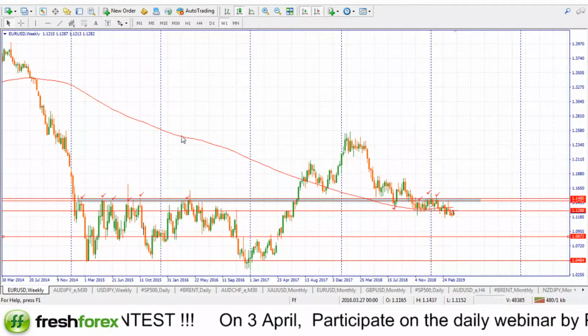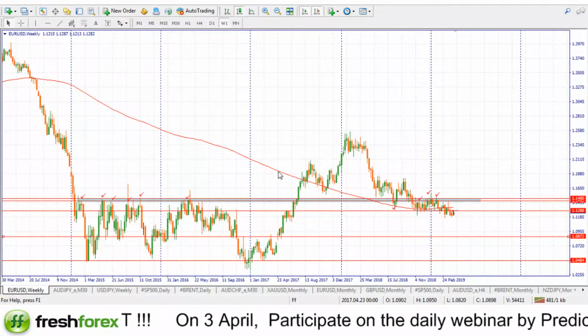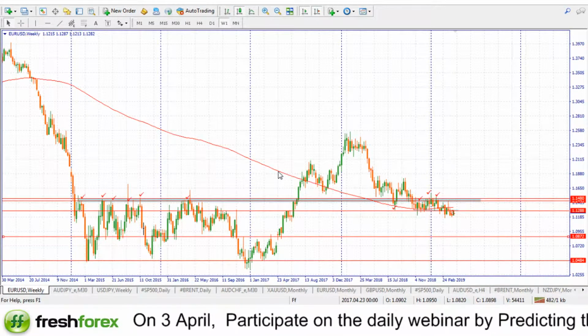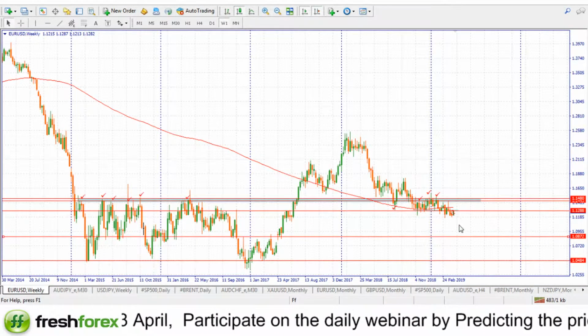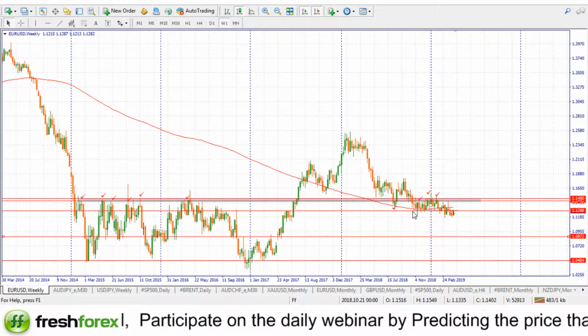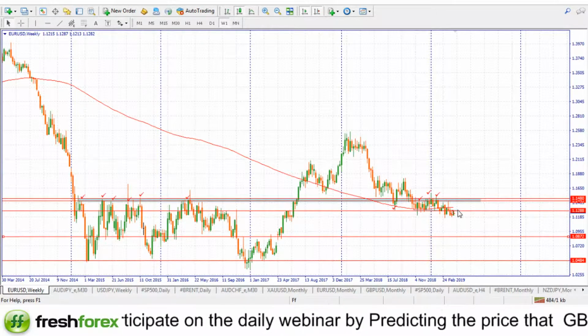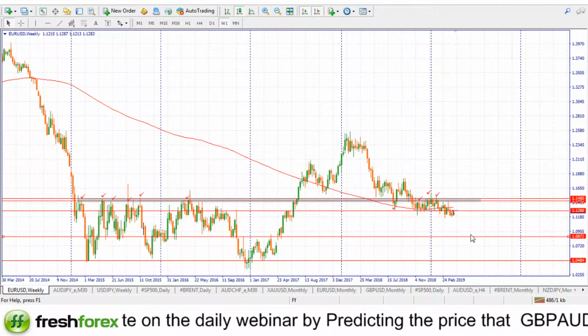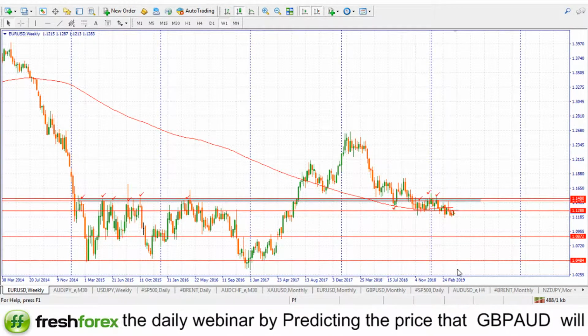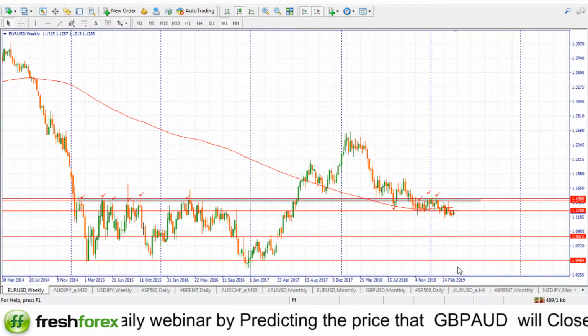We have an indicator, the 200 simple moving average. It's actually giving us a sell. So as long as the price is below this level, we want price to continue even lower up to this level, and the next target should be this one, 1.0484.